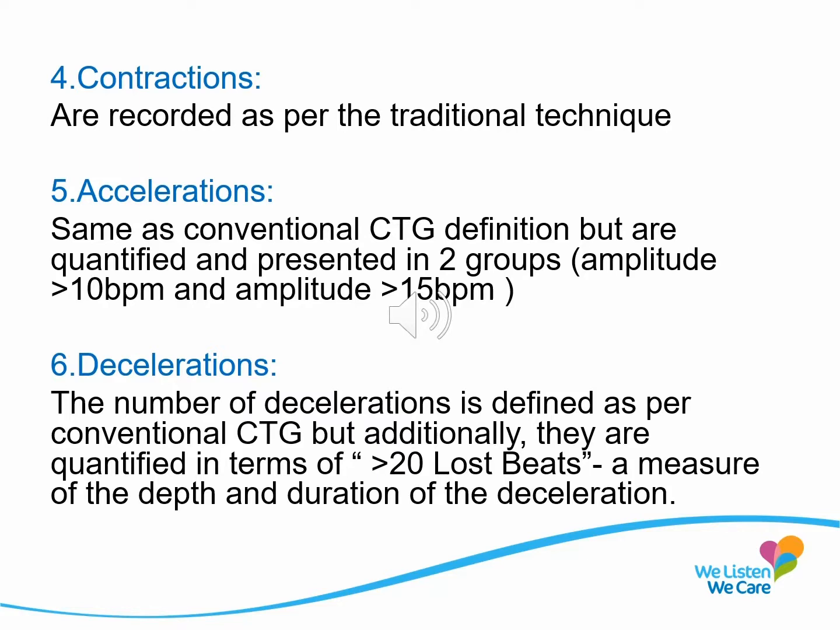Number 5 is accelerations. They are the same as the conventional CTG definition but are quantified and presented in 2 groups. One is amplitude of greater than 10 beats per minute and second is amplitude of greater than 15 beats per minute. Number 6 is decelerations. Again, the way decelerations are recorded and reported is different to the traditional CTG. The number of decelerations is defined as per the conventional CTG, but additionally, they are quantified in terms of greater than 20 lost beats, a measure of depth and duration of deceleration.